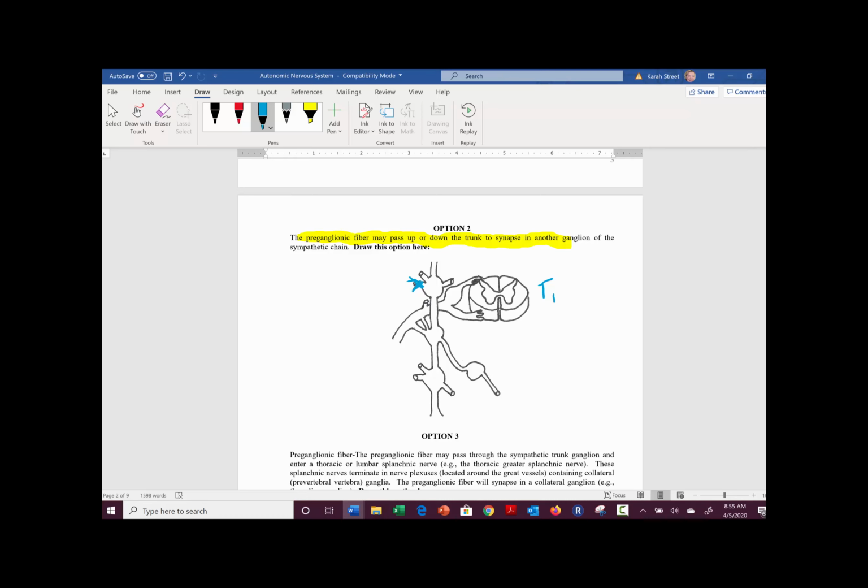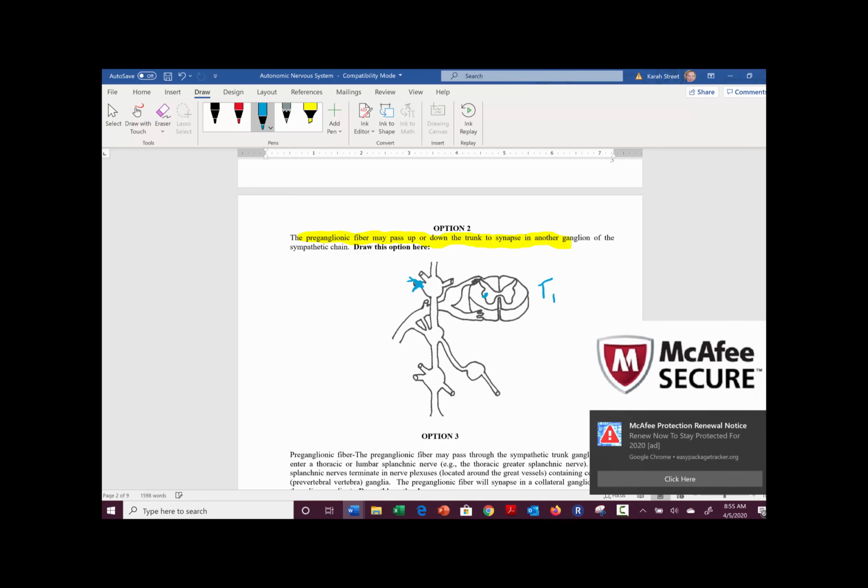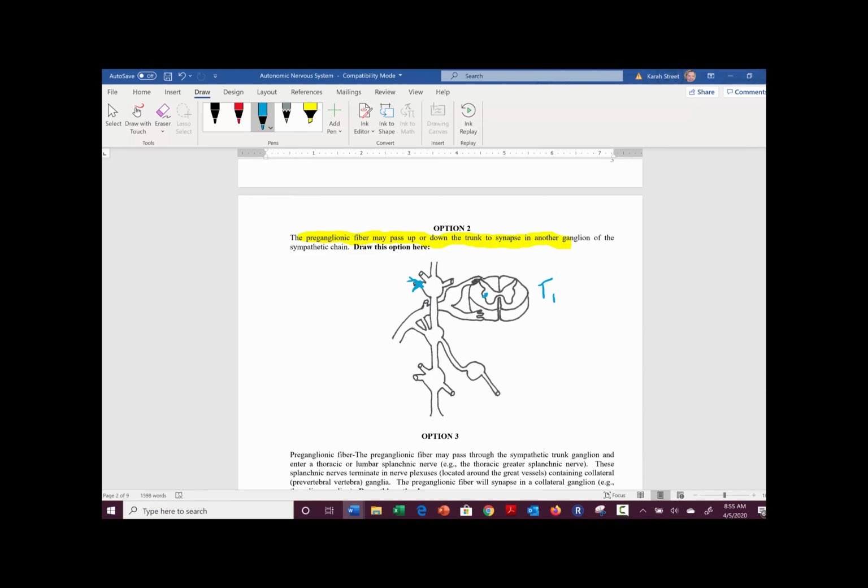So we would have, here's our preganglionic cell body, and we would have the preganglionic fiber going through a ventral root to a spinal nerve for a short time, then it enters an anterior primary ramus, enters a white ramus communicans, and goes up. And it can even keep going higher up to, say, C2 or C3. But it would go to a higher region and then synapse.